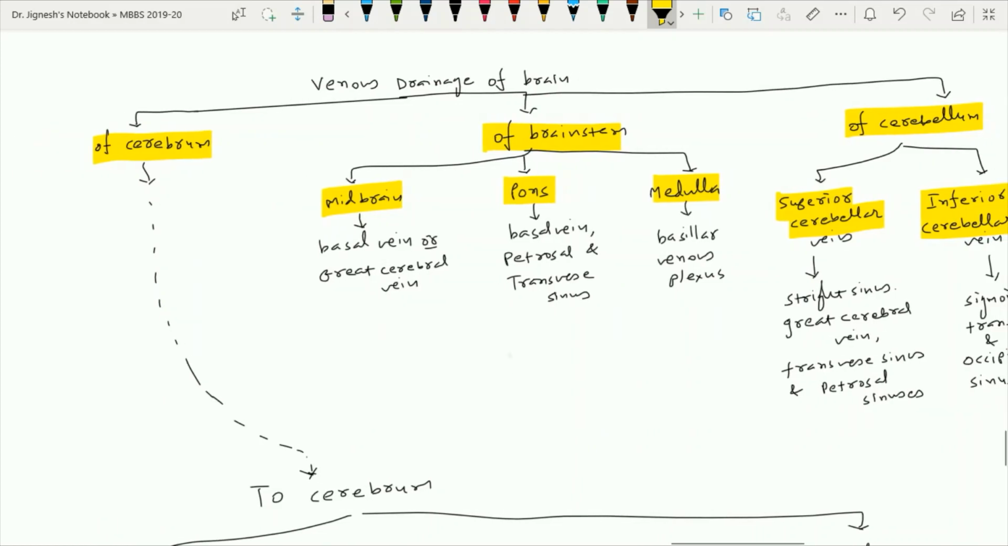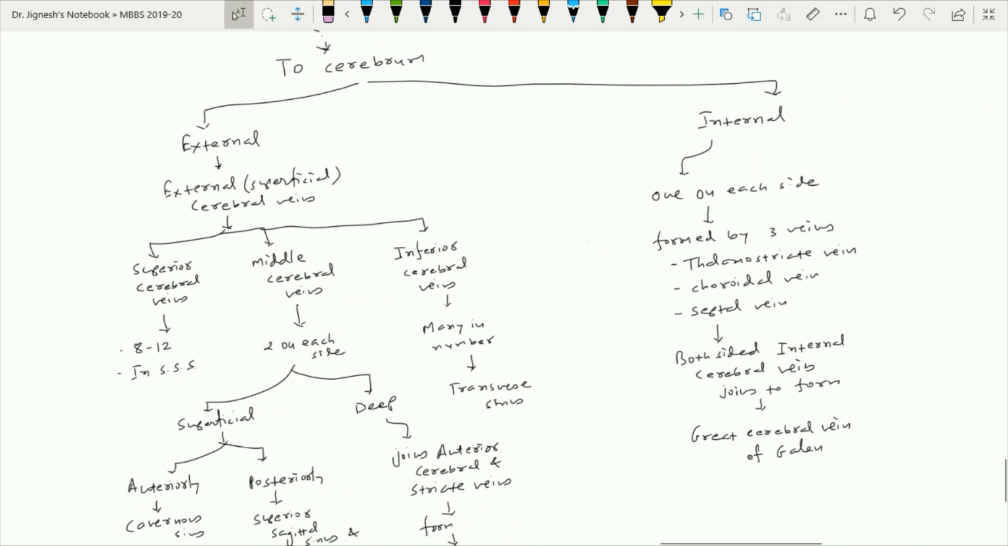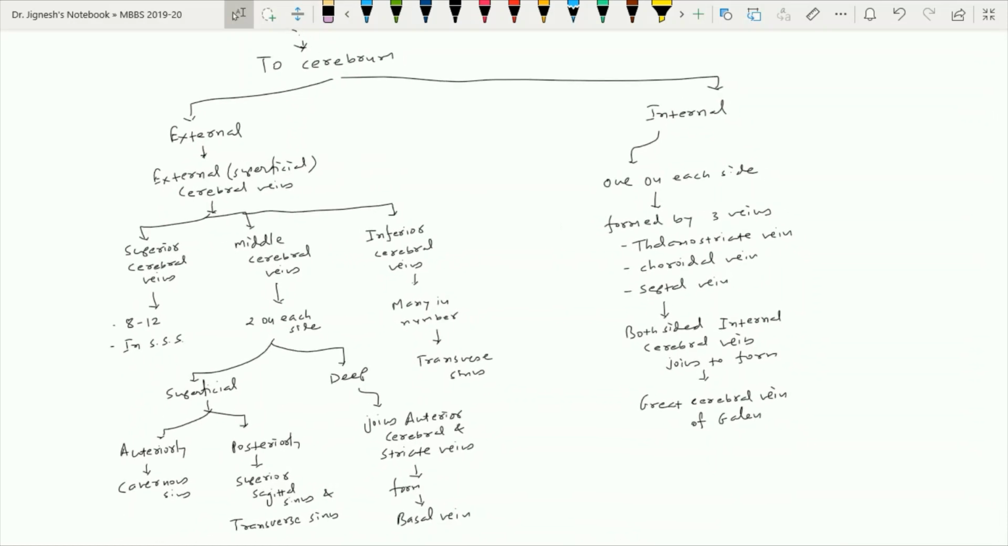While the venous drainage of the cerebrum is divided into two parts, that is the external venous drainage as well as the internal venous drainage. The external veins are the external cerebral veins, and these are the superficial veins, which include three types: superior cerebral veins, middle cerebral veins, as well as the inferior cerebral veins. The superior cerebral veins are 8 to 12 in number and drain into the superior sagittal sinus, while the middle cerebral veins, there are two on each side, and they are superficial or deep in nature.